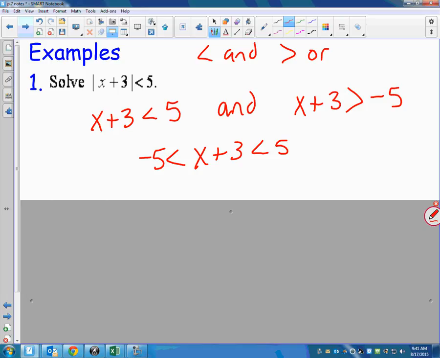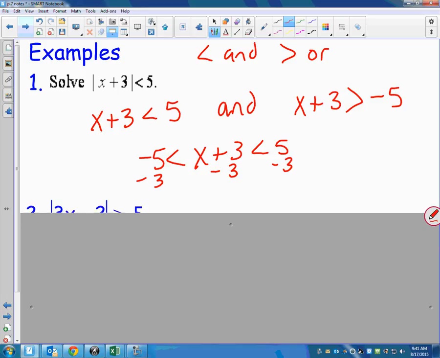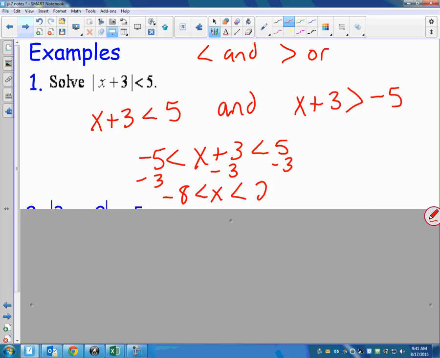It's kind of the nice way of writing an and inequality, that you can write it all at once. So you could just solve both of these separately, or the really cool thing about an and inequality is you can solve it all at once. And you could say, I'm going to subtract 3 here, and over here. And I get my answer all at once. So I would get negative 8 is less than x, which is less than 2. And I like writing it like that because it reminds me that it's everything in between negative 8 and 2.